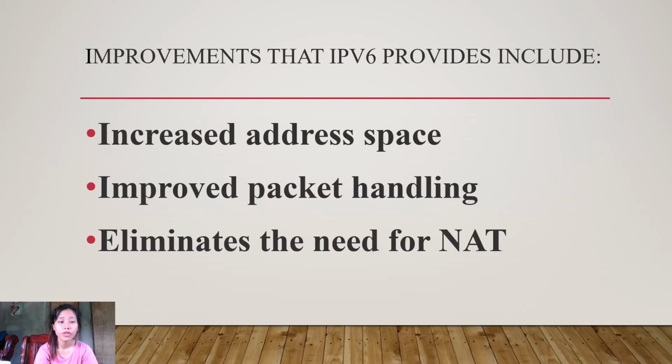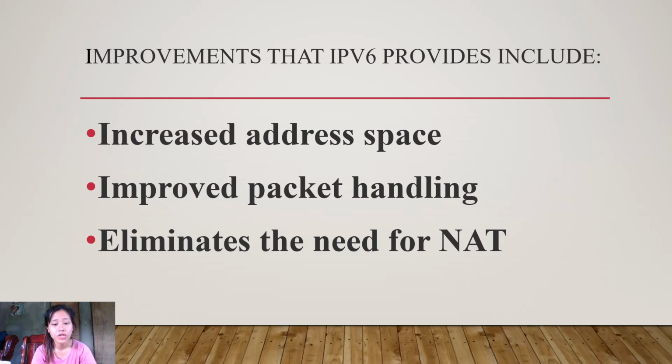So the improvements that IPv6 provides include increased address space, improved packet handling, and eliminating the need for NAT. For the increased address space, IPv6 addresses are based on 128-bit hierarchical addressing as opposed to IPv4 with 32 bits. For the improved packet handling, the IPv6 header has been simplified with fewer fields, and it eliminates the need for NAT.